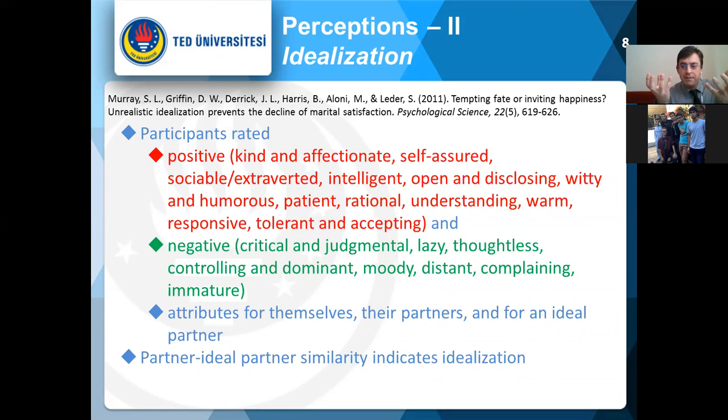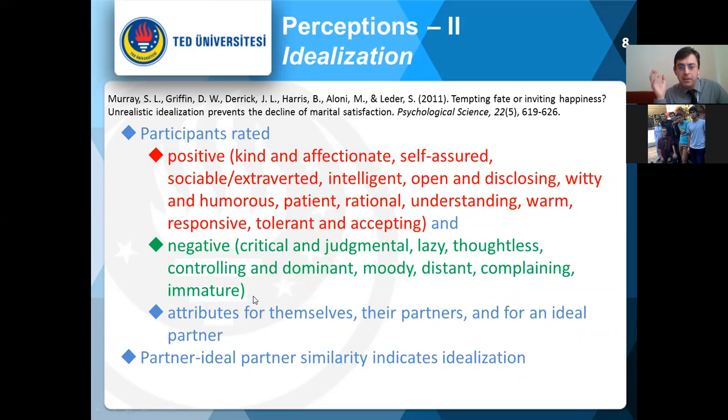If my partner's evaluation and my ideal partner schema evaluations overlap, if the correlation between them is too high, it means that I am idealizing my partner, okay? So positive attributes were kind and affectionate, self-assured, rational, patient, tolerant, and so on, very relevant for a relationship context. And negative attributes were critical, judgmental, lazy, dominant, controlling, distant, complaining, immature.